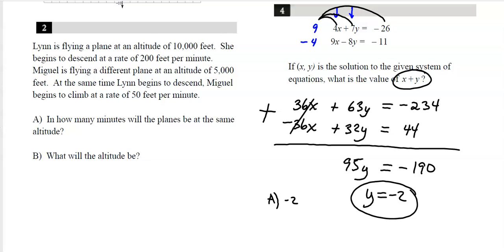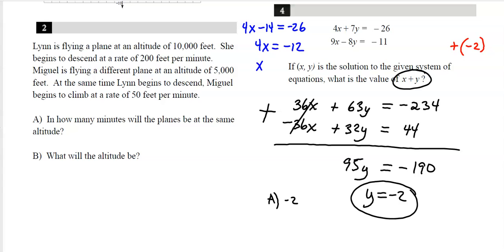So we know the negative 2 part. Now we got to go back and get x. So I'm going to substitute. I'm going to go back up to my original equation and substitute negative 2 in for y somewhere. Maybe I'll do the top. So 4x plus 7 times the negative 2. Well, that's a negative 14. Add 14, add 14, and divide. And I get x equals negative 3.